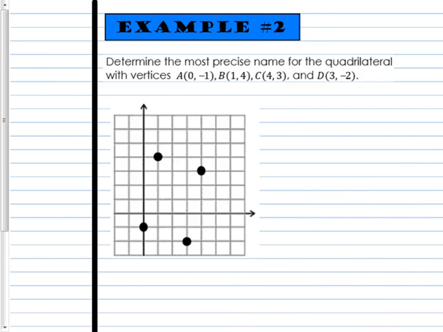Example number 2, determine the most precise name for the quadrilateral with vertices at A (0, -1), so here's A. B is at (1, 4), C is at (4, 3), and D is at (-3, 2). Obviously I'm not drawing this perfectly, but you get the point. What's the most precise name for that? Well, in our last class we talked a lot about finding the slopes of lines. So hopefully you are still very comfortable with that.